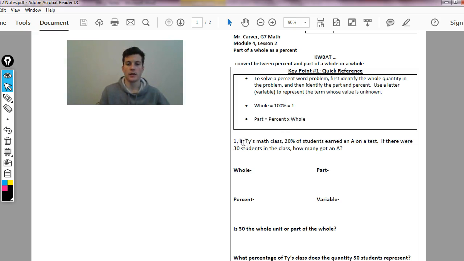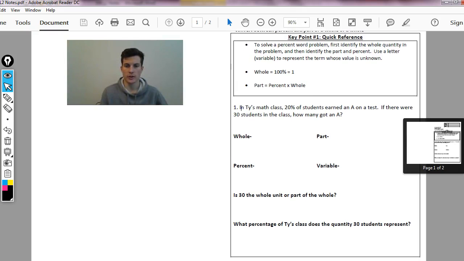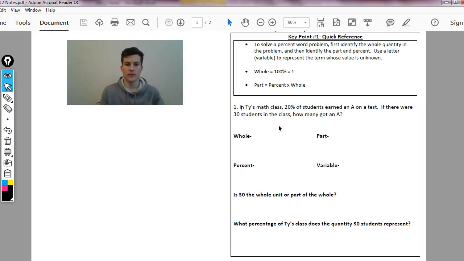Question number 1. In Ty's math class, 20% of students earned an A on the test. If there were 30 students in the class, how many got an A? First, we need to find our whole. So what is the entire quantity or the whole quantity? Well, the total number of students is 30 students. So our whole is 30. What is our part? We're trying to find how many got an A. We'll call this A students.